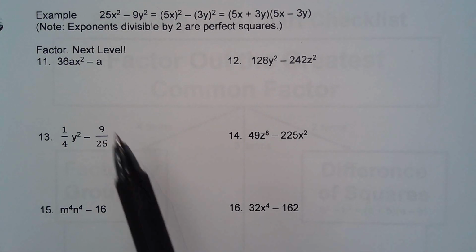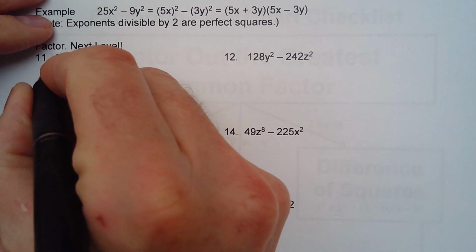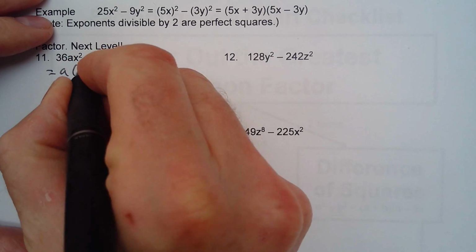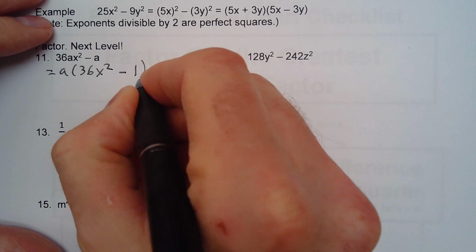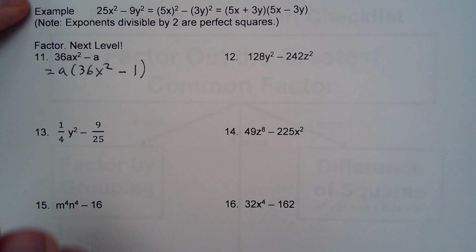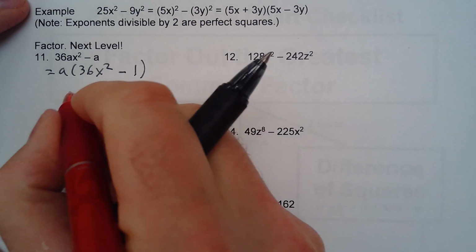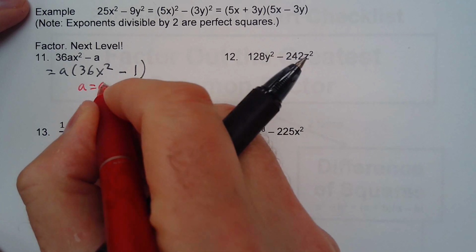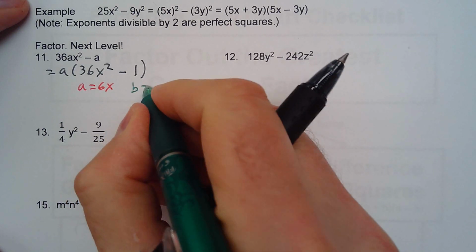So for number 11, well, first of all, I've got a greatest common factor of 4, so I'm going to factor that out. So that gives me 36x squared minus 1. And now I'm going to take a look at this. And looking at this 36, a would be 6x. My b here would be 1.